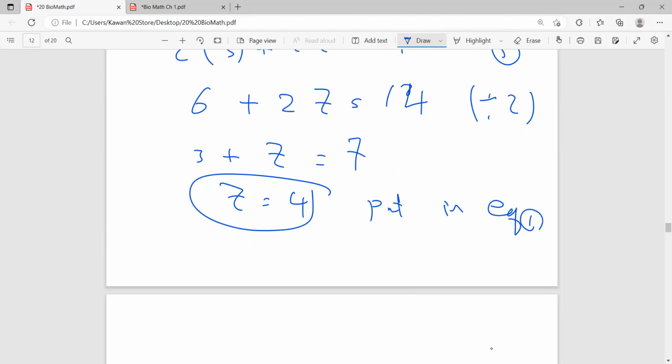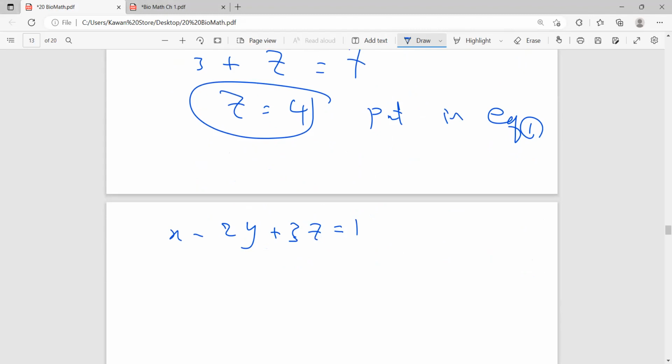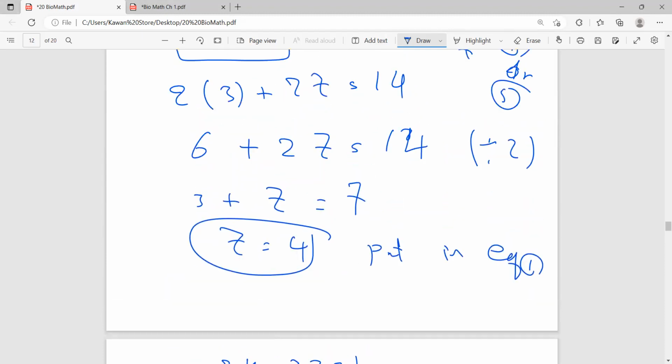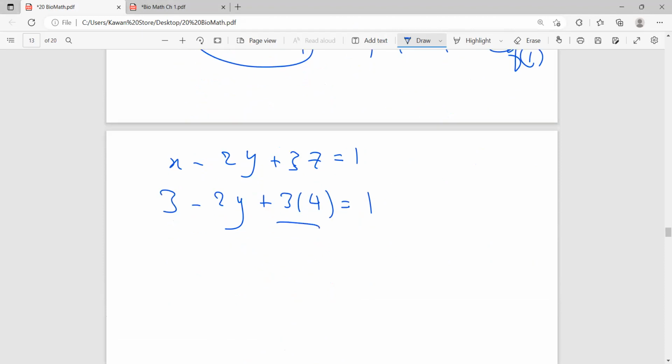So let me see equation number 1: x minus 2y plus 3z equal to 1. And I know z is equal to 4, and I know y is not anything, and x is 3. So 3 plus 12 is 15, minus 1.